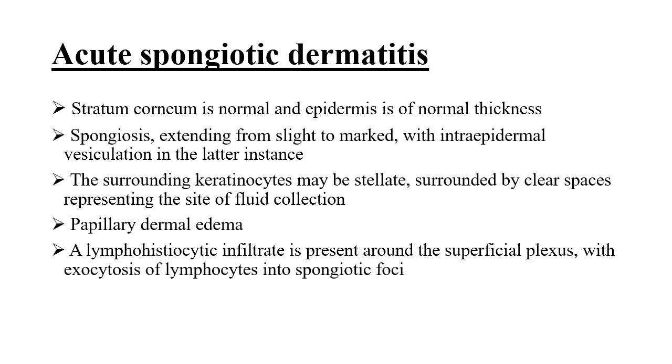Now starting with the first type of spongiotic dermatitis, that is acute spongiotic dermatitis. In acute spongiotic dermatitis, the stratum corneum is normal and the epidermis is of normal thickness. Spongiosis can vary from slight to marked and there is formation of intraepidermal vesiculation when spongiosis is marked. The surrounding keratinocytes may be stellate, surrounded by clear spaces representing the site of fluid collection. There is papillary dermal edema and a lymphohistiocytic infiltrate is present around the superficial plexus with exocytosis of lymphocytes into spongiotic foci.